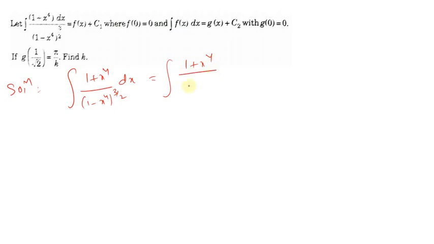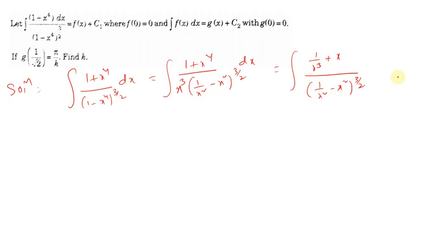1 + x^4, if you take common x^2, then you are getting x^3. So (1/x^2 minus x^2)^(3/2) dx. Then integration of (1/x^3 + x)/(1/x^2 - x^2)^(3/2) dx.